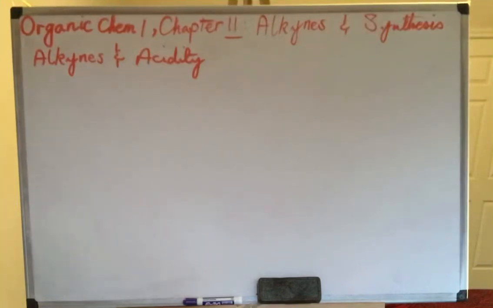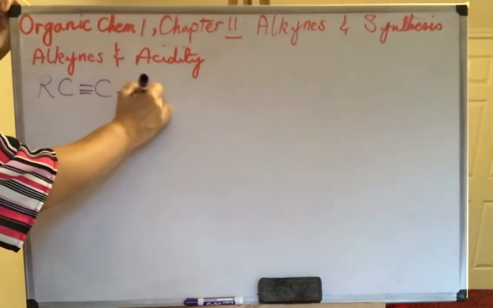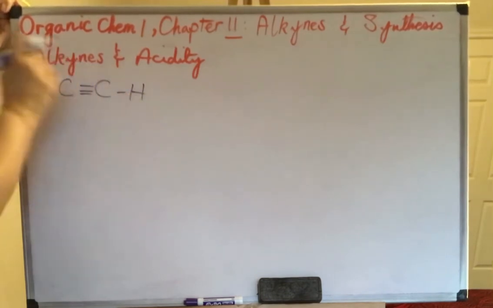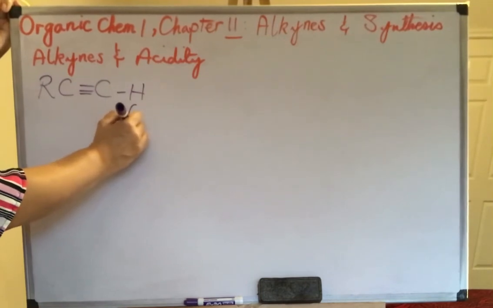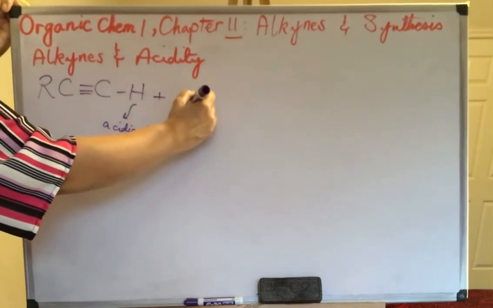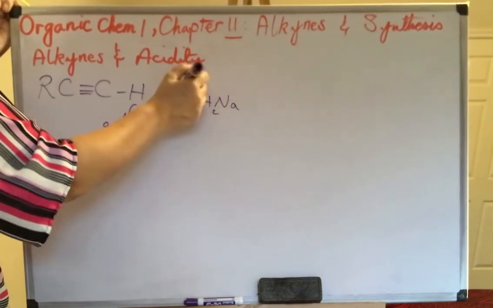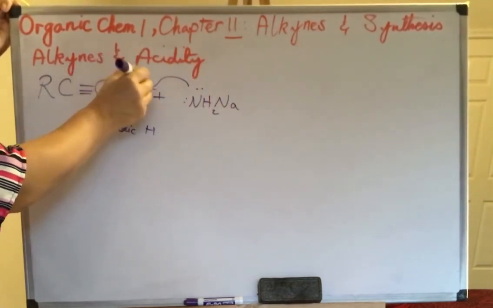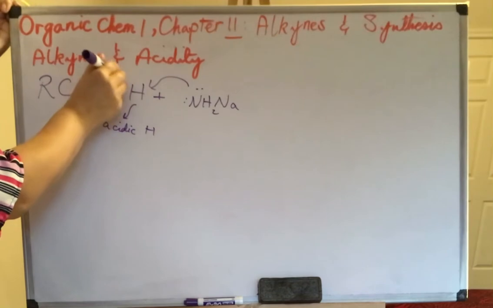In this part, let's talk about the acidity of alkynes, see how easily they lose their hydrogen. If this is the general formula for a typical alkyne with a triple bond, a hydrogen on the carbon of the triple bond, then this is the acidic hydrogen. And with a base like NH2Na, you already know about it, the hydrogen will be picked by the base and the electrons will remain on carbon.